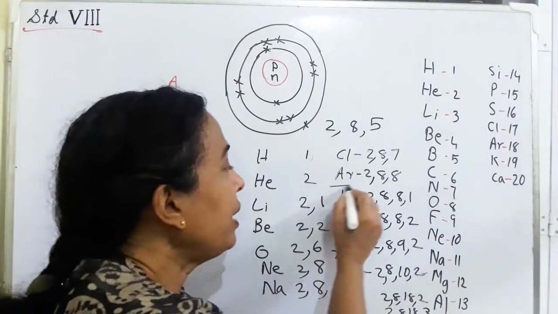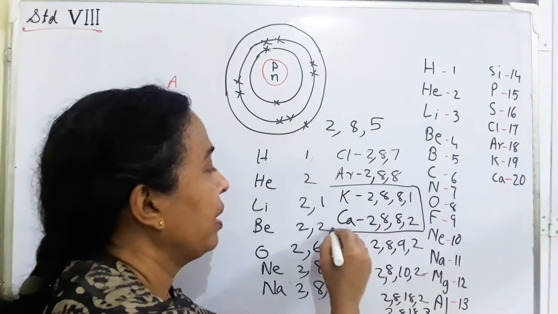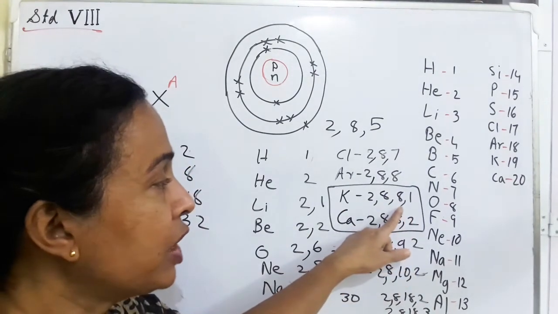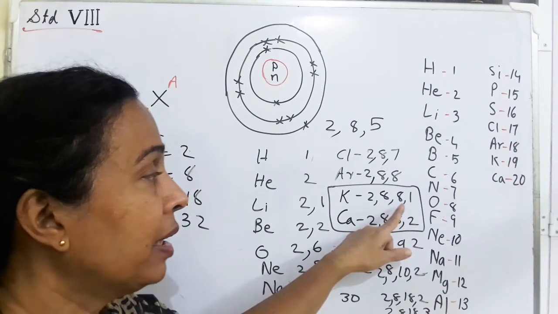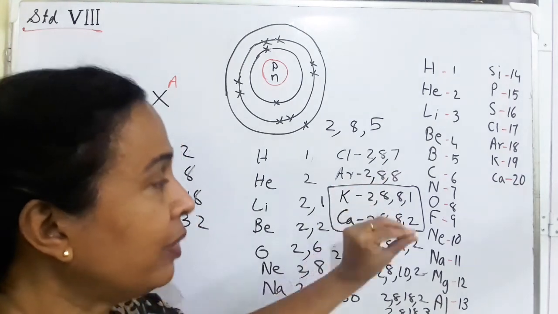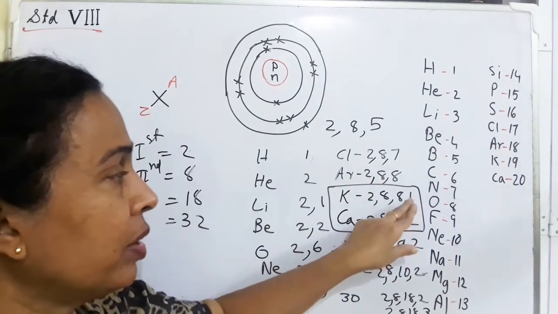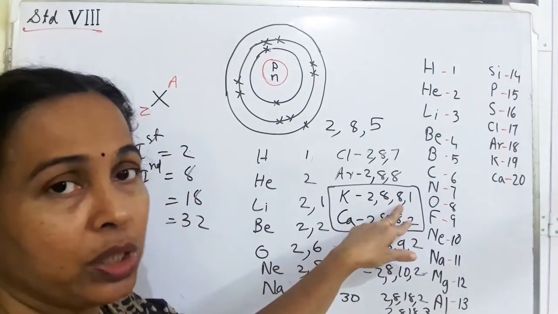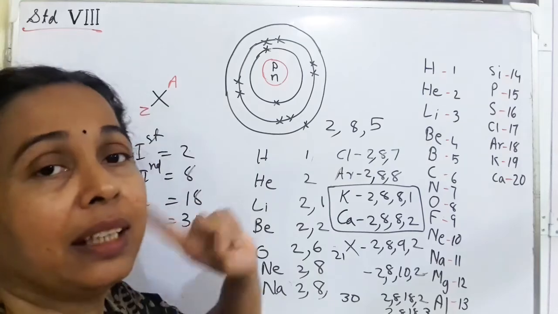Among these, only for potassium and calcium we should be very careful, because the outermost shell should not have more than 8. We should give that next electron to the next shell. There should not be 9 in the outermost shell. That we should specially take care.